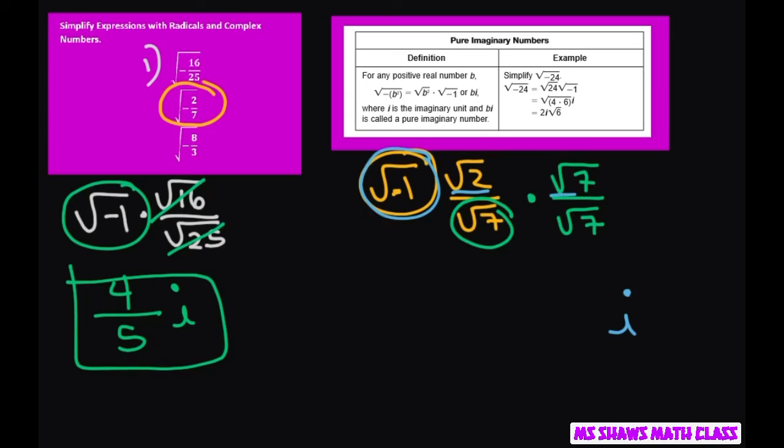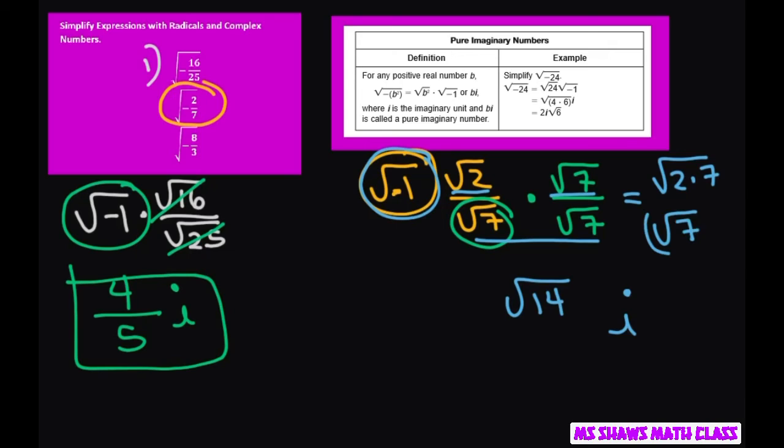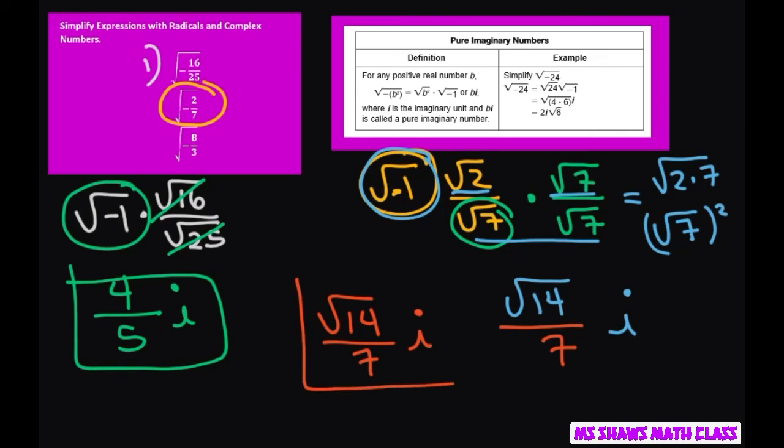Square root of 2 times the square root of 7 can be written like this. So that's going to be square root of 14. And then the square root of 7 times the square root of 7 can be written like square root of 7 squared. And that just equals 7. So basically your answer is square root of 14 divided by 7i. And that would be it.